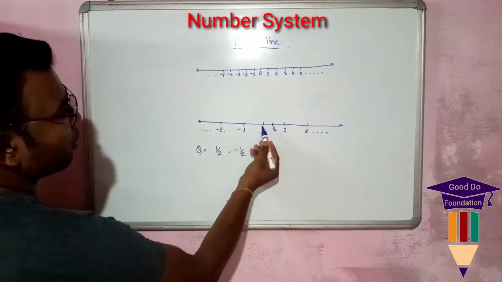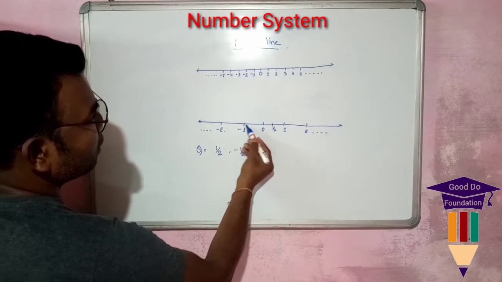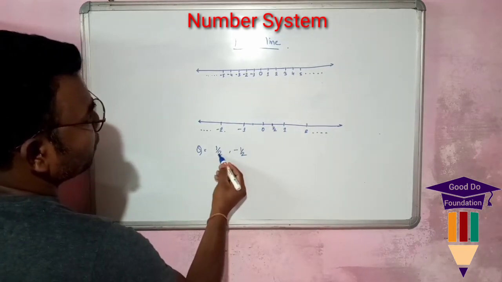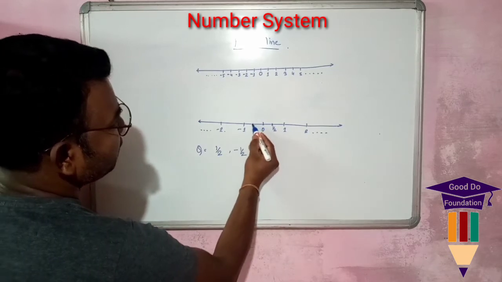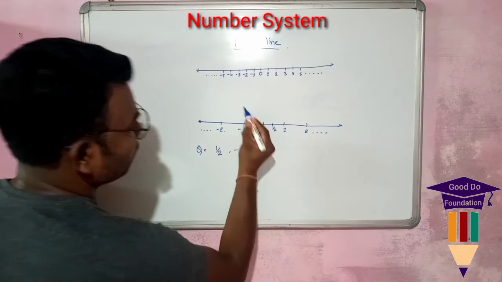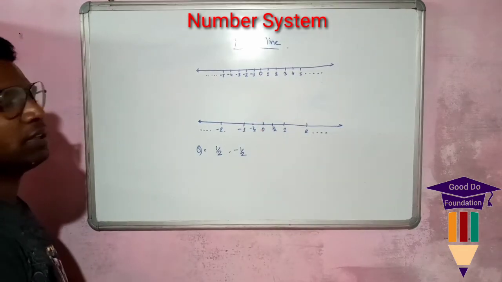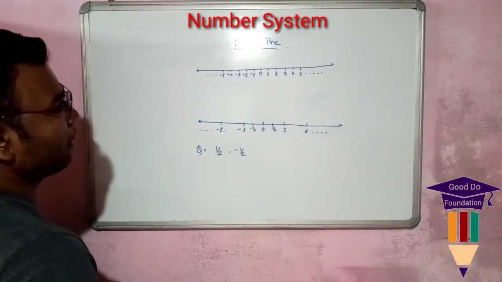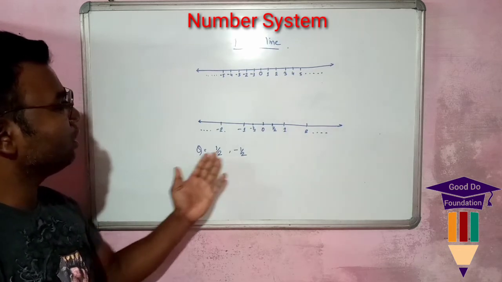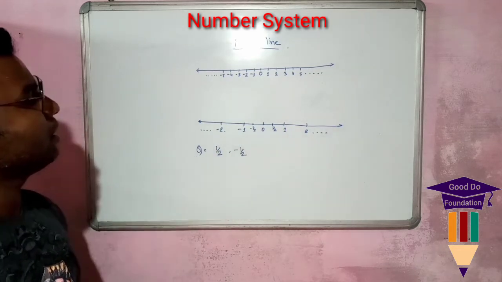Similarly, 0 to -1, if I divide it into two parts, and then if I take one part of this, it will be -1/2. As simple as it is. This is how you show a rational number on a number line.